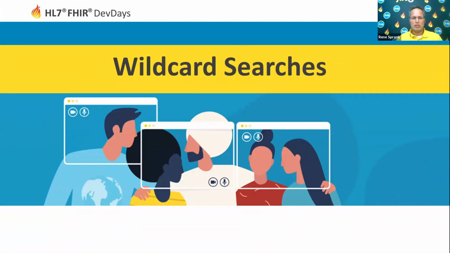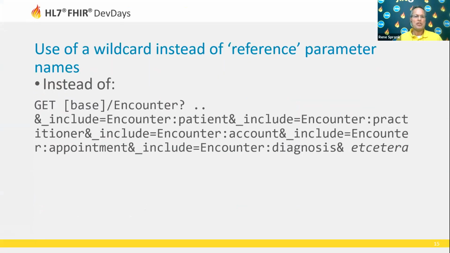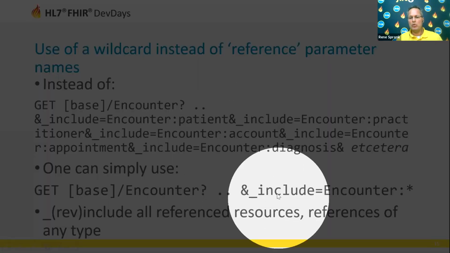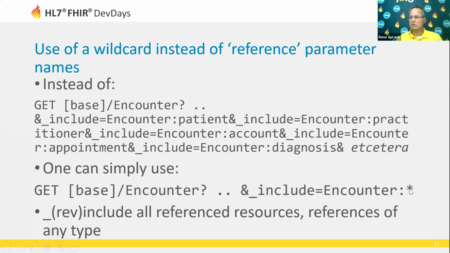Then we also have wildcard searches. So instead of doing a thing like this, give me all encounters and include the patient and include the practitioner and include the encounter and include the appointment and include the diagnosis, etc., etc., etc., you can simply use a wildcard. So you basically use an include encounter : star. So whatever search parameters we have for encounter that reference some other resource types, I want to include them all in my response bundle. And obviously this also works for reverse include.